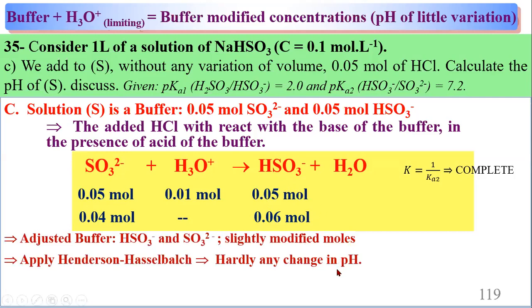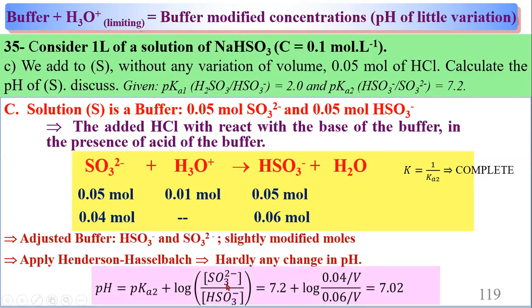What do you use? You use Henderson, check it out, that same equation, still pKa2, I still have those same couple, but look, the ratio now for the acid and the base is slightly different. It was 0.05 and 0.05, now it's 0.04 for the base and 0.06 for my acid, divided by total volume, of course, which you don't even have to include anymore. Look at my pH, it's 7.02. Slightly different than the 7.2, but not that much.